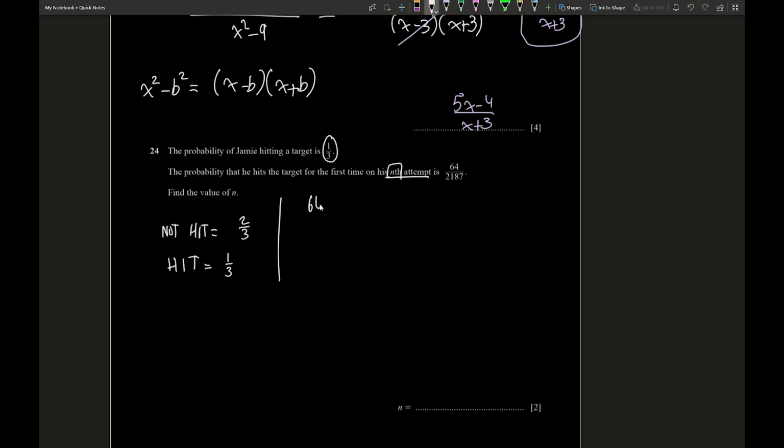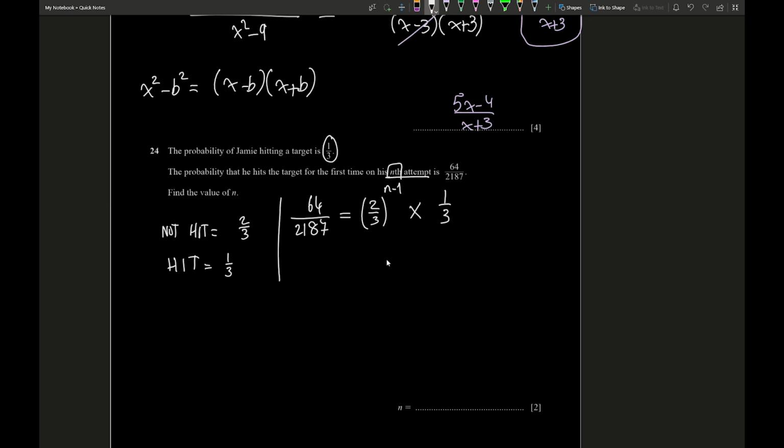So 64 divided by 2187 is equal to him not hitting the target for n minus 1 attempts. So 2 over 3 happening n minus 1 times, which is basically a raised power of n minus 1, and then times 1 over 3, because he only hit it once. And we multiplied because we use the AND probability, not the OR probability. Now we just have to solve for n.